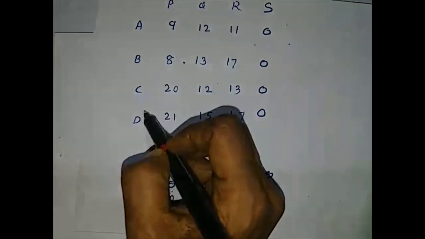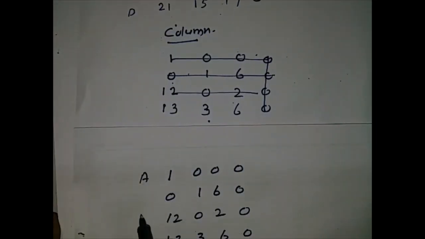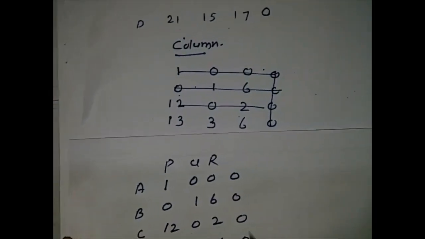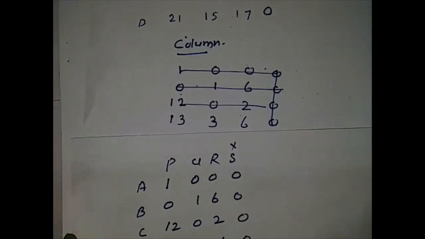Since this is the final matrix, I am giving the column names and row names. Column names they have given A, B, C, D. Row names they have given A, B, C, D. Column names they had given P, Q, R. S we added. This is the dummy column.